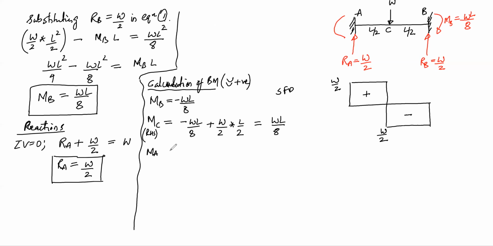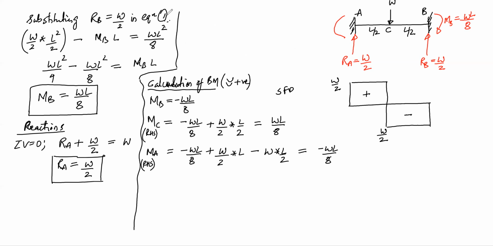and moment at A will be, if I consider right hand side, so imagine a section at A, and on the right hand side you're taking the moments. So due to MB, it is hogging WL by 8, so minus WL by 8, and due to RB, it is sagging, so it will be RB into L, and due to this point load, it will be W into L by 2, which is hogging, so it is minus W into L by 2. So this is calculated as minus WL by 8. So what it means is, at A, the moment is hogging WL by 8.